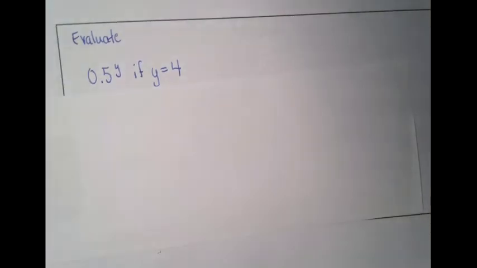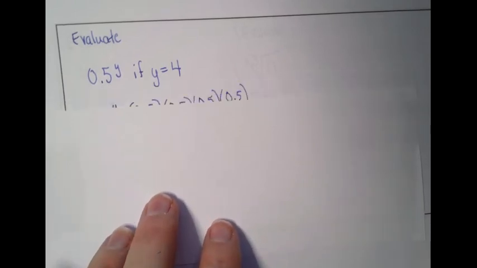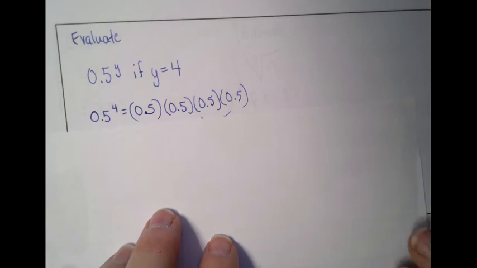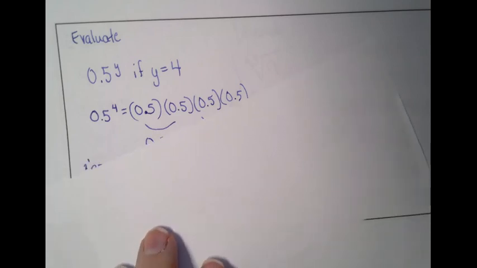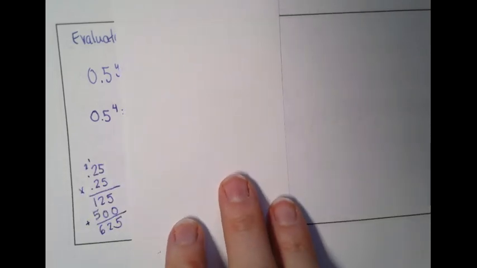And so checking the answer to the last example, if I have 0.5 to the y power and the y power is 4, I'm really taking 0.5 to the 4th power. So 0.5 times 0.5 times 0.5 times 0.5, which I get 0.25 times 0.25. Now, you have to be careful with this because you're multiplying decimal numbers and you're using long multiplication. Since you're not using a calculator, you're doing it the old-fashioned way like this, right?